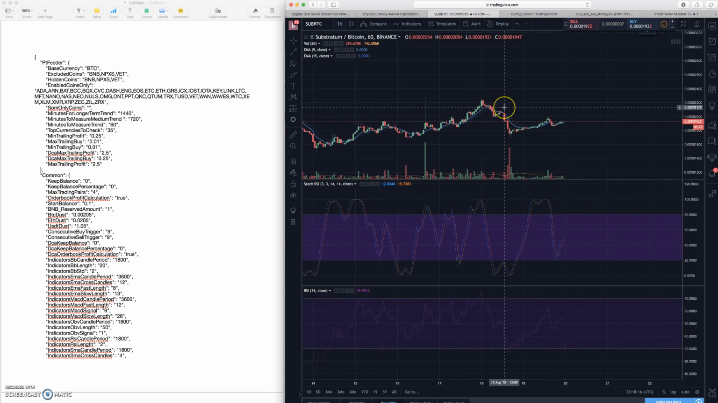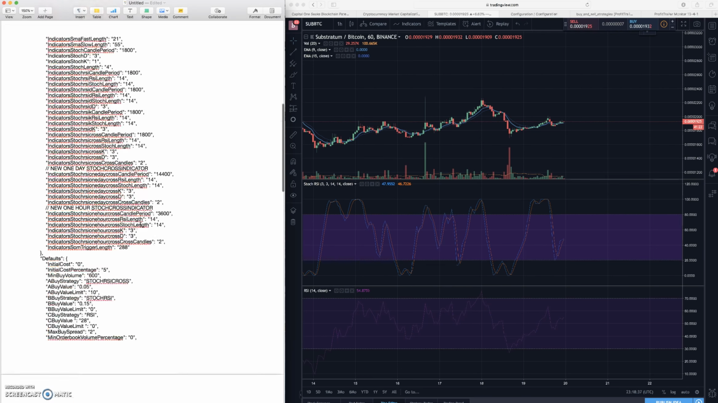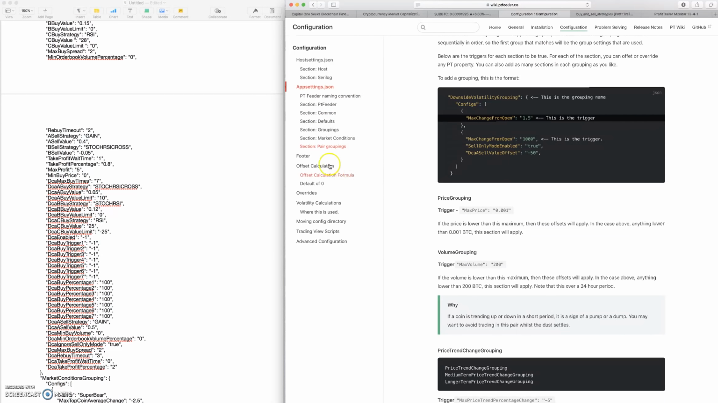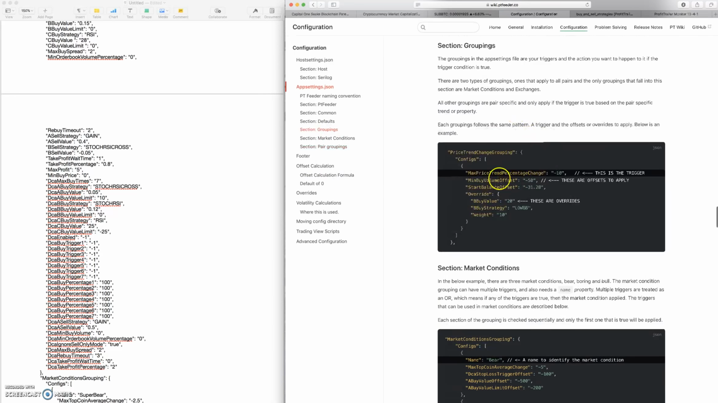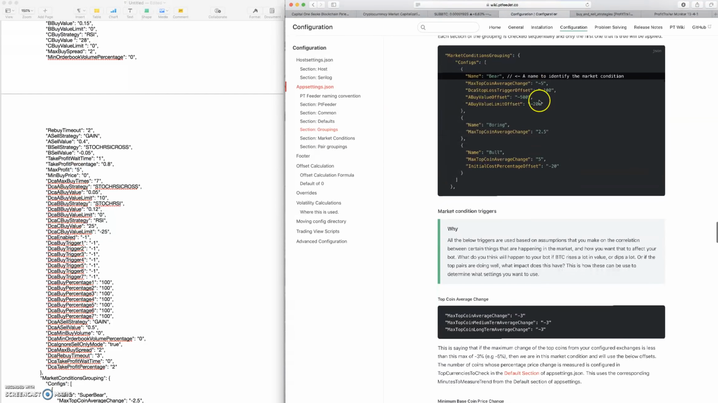And the biggest problem with Profit Trailer in the past was we weren't updating our indicators based on certain conditions, right? And then a couple weeks ago, we started playing around with updating your indicators based on market conditions with feeder. And that's one of the most powerful things about feeder is that you get these strategies. So if we go to configuration here and we go to groupings, you get to use these market conditions groupings. And this is really powerful.